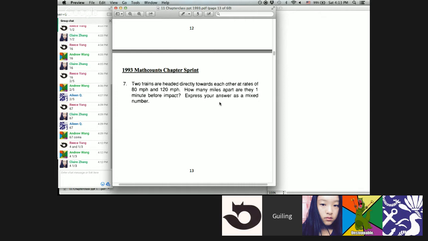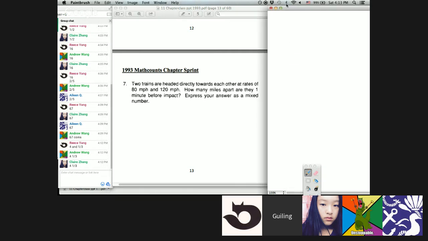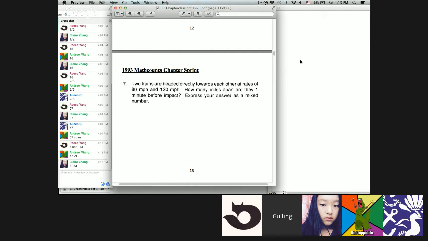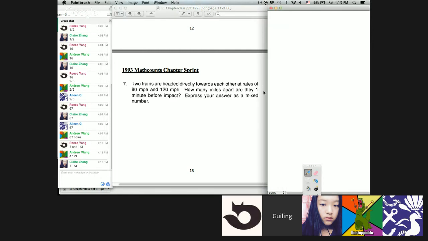All right, good try, guys, but I think you got it wrong. Almost though. I think probably everybody just had a small calculation mistake. So if they're headed directly at each other at rates of 80 and 120, since they're heading towards each other, the total velocity that they're approaching each other is 80 plus 120 because they're directly going at each other.